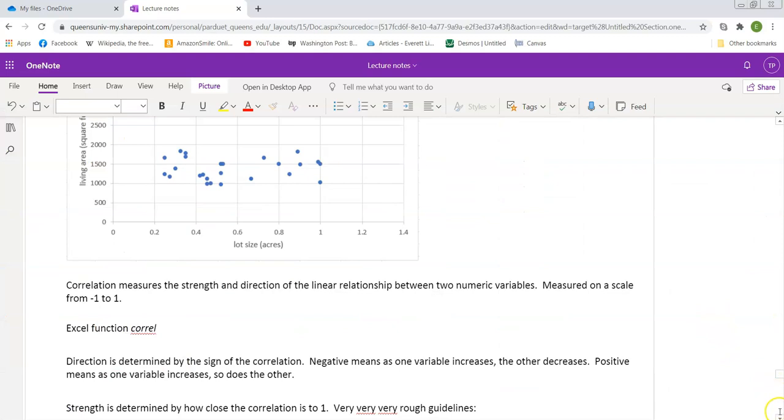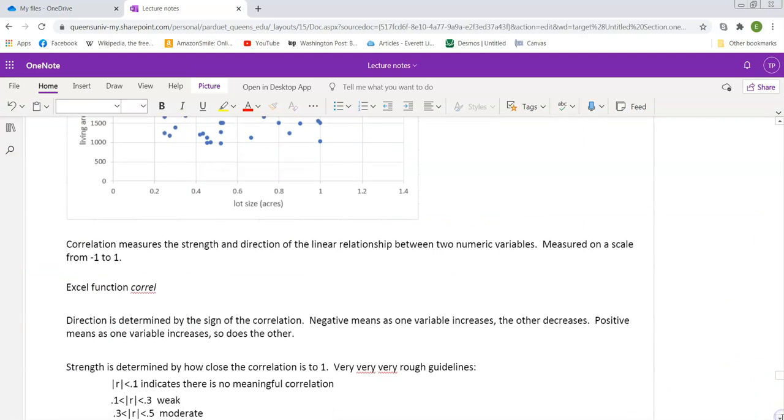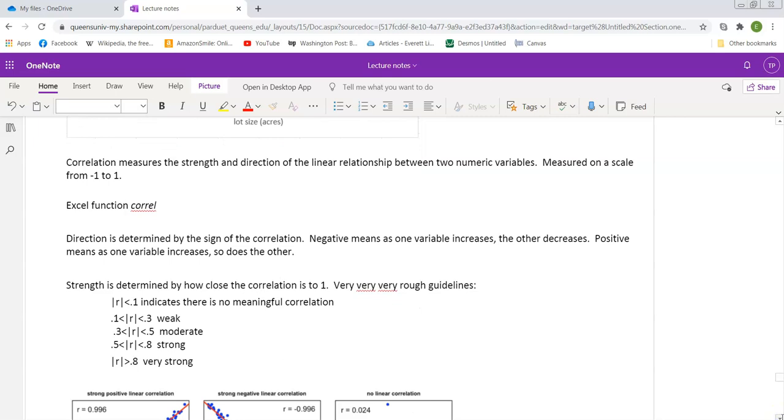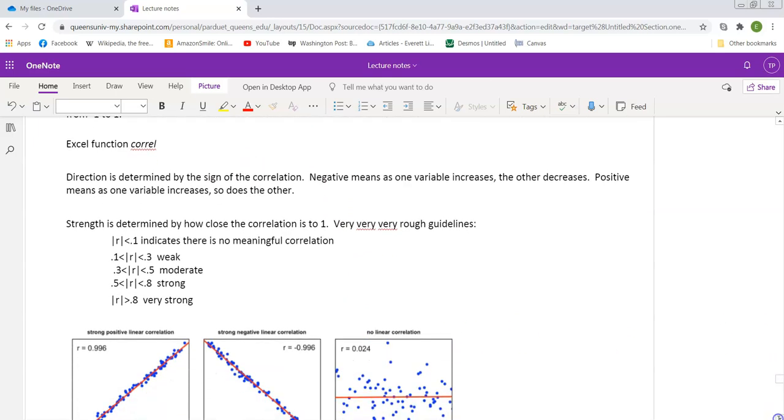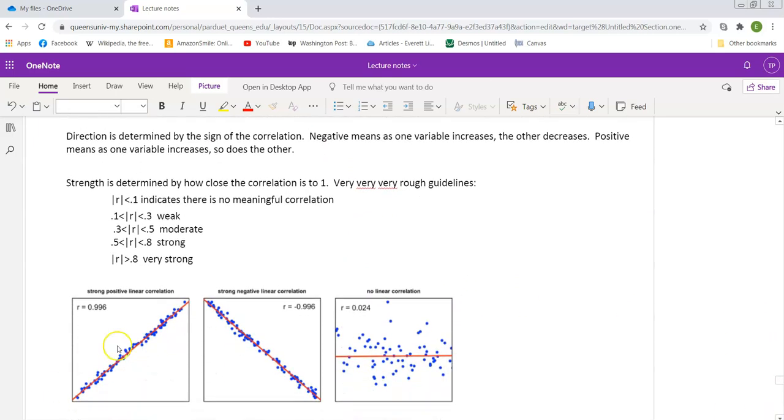We're looking for the strength as well as the direction. The direction is just the sign of the correlation. Is it negative? Is it positive? If it's positive, it means they're both increasing. If it's negative, it means as one increases, the other one decreases. I'll show you on these plots down here. It's just the slope. A positive slope is a positive correlation. A negative slope is a negative correlation.